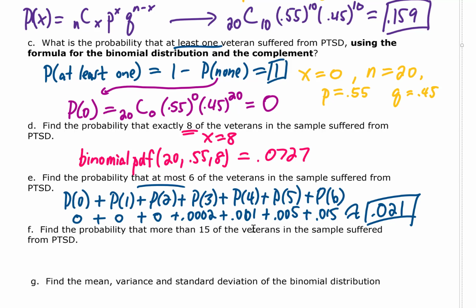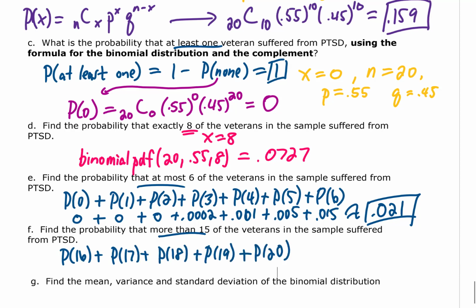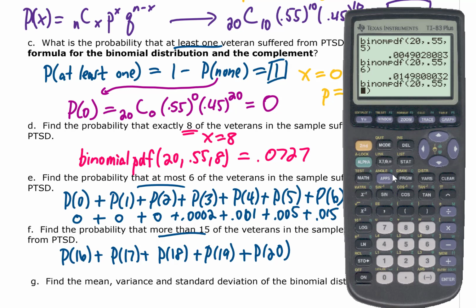We can do the same thing with more than 15. Basically, we're adding up the probability of 16 plus the probability of 17 all the way up to 20, and we're going to do the exact same thing in our calculator. We're going to replace our x value with 16 and 17 and 18 all the way up to 20, and then we're going to add all those numbers together.